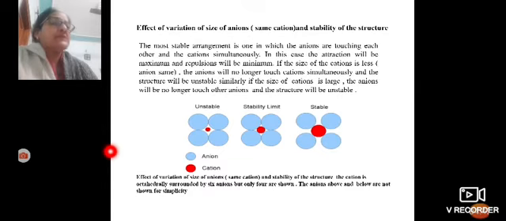In this case, the attraction will be maximum and repulsion will be minimum. If the size of the cations is less, the anions will no longer touch cations simultaneously and the structure will be unstable. Similarly, if the size of the cations is large, the anions will no longer touch other anions. The structure will be unstable as shown in the diagram.